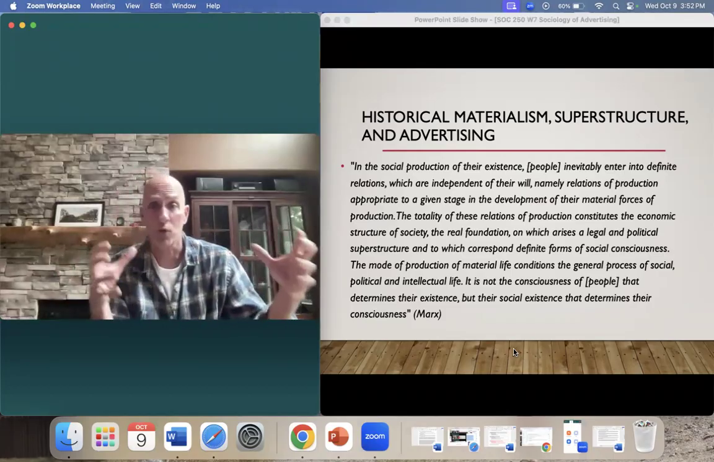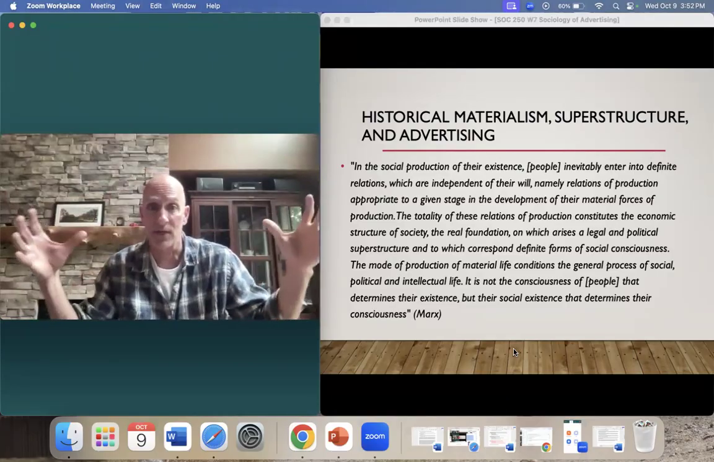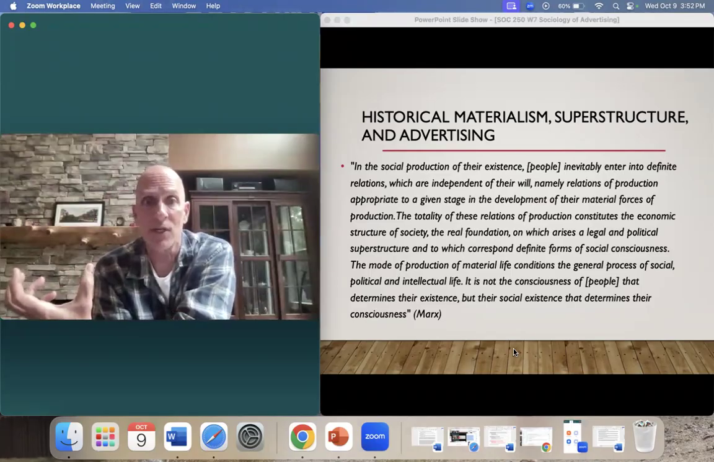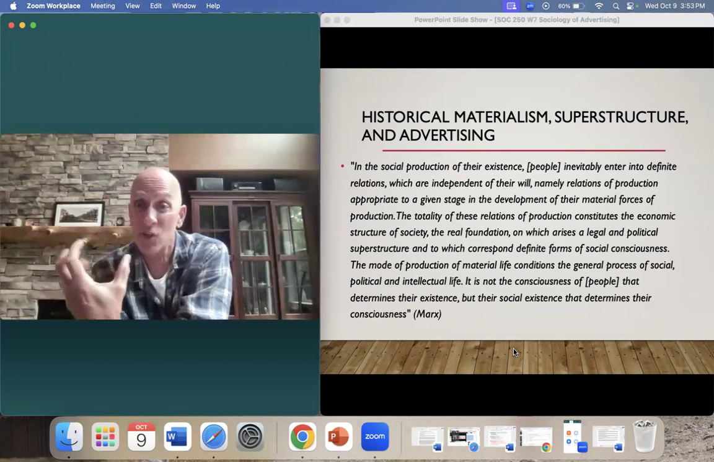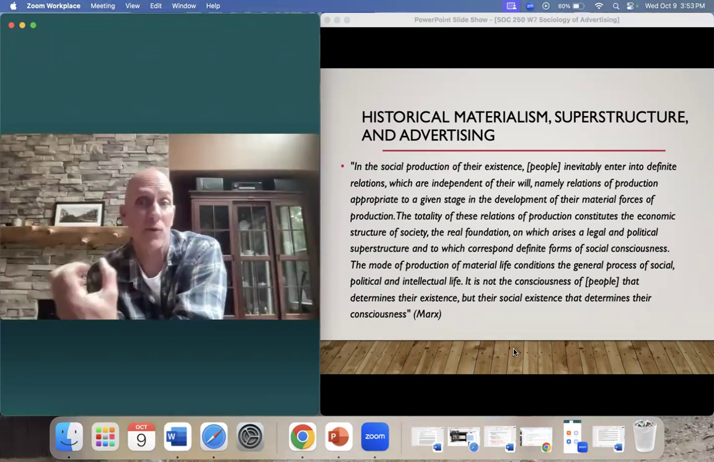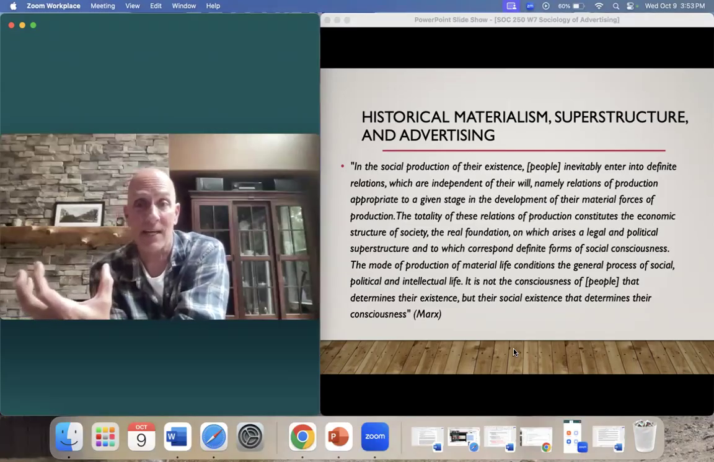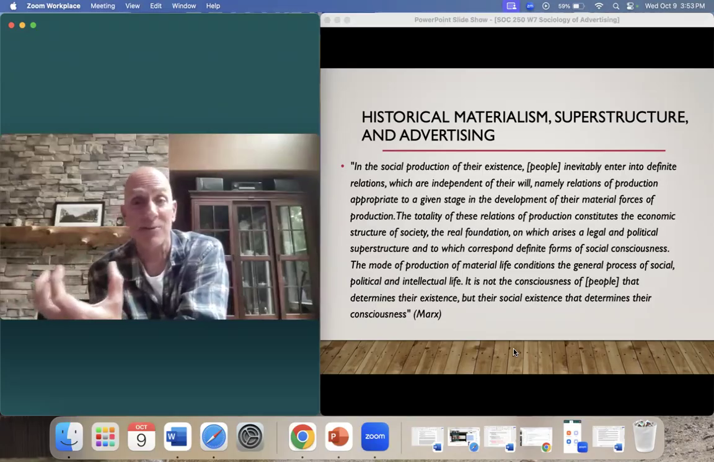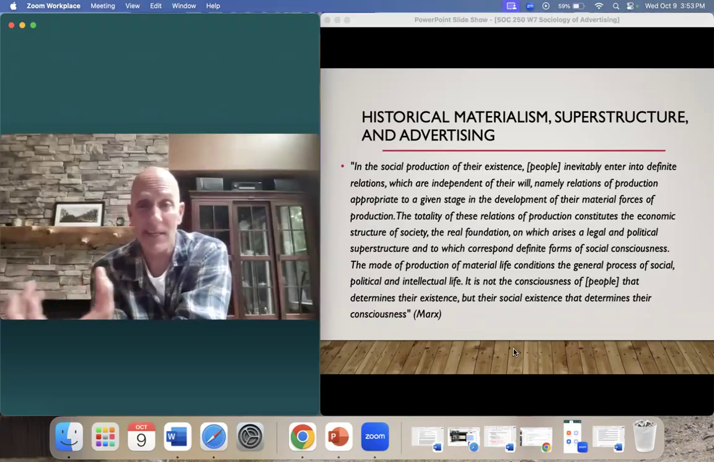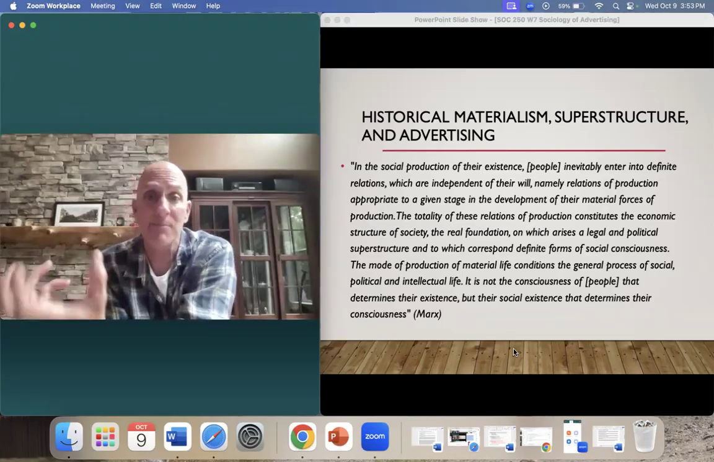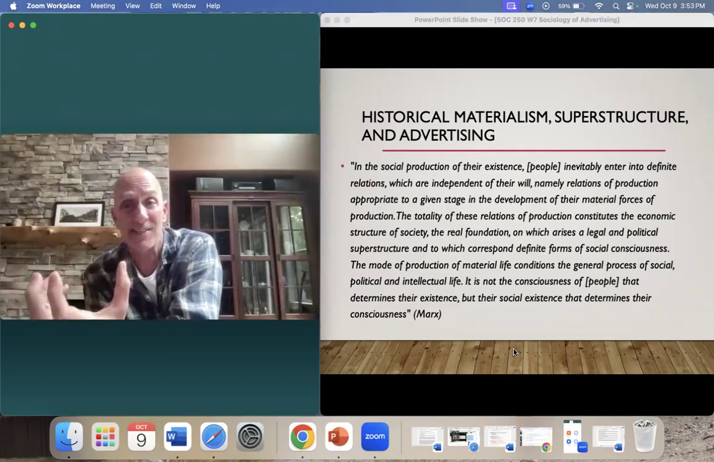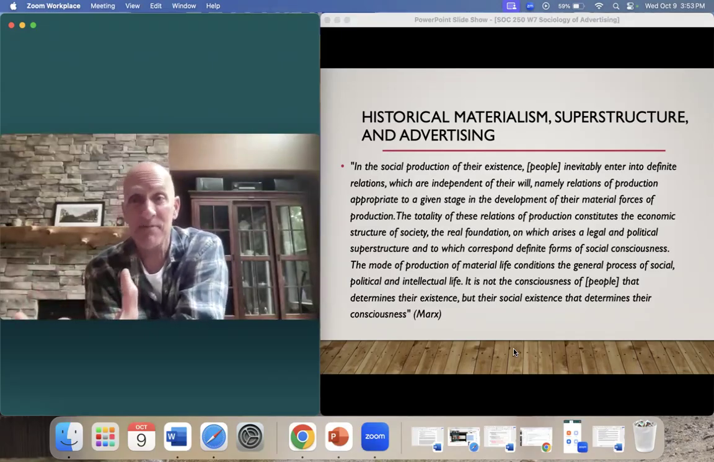So all the workers, management, all those different things going on, constitute our economic structure. And out of that economic structure comes our legal system, our political system, and then the superstructure, the ideology factory, the belief system. So advertisements come out of that economic structure. Advertisements and consumption are a reflection of that economic structure itself. And that's the superstructure, the ideology factory, the belief factories.